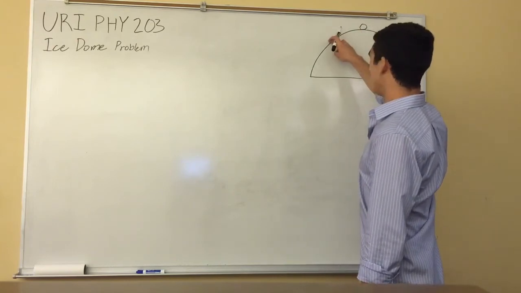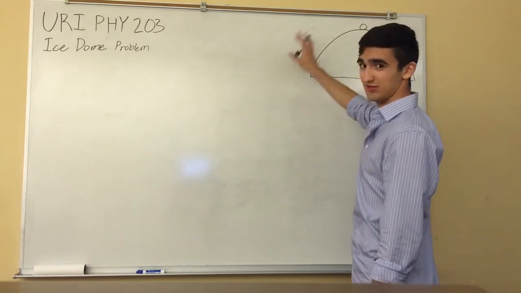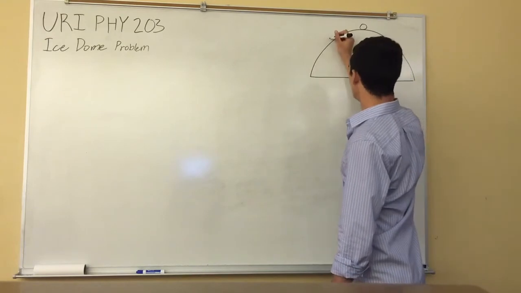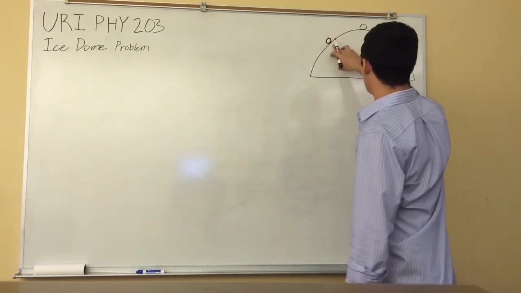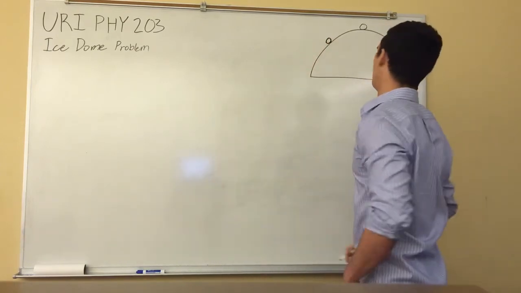And so as it does that, at a certain point, it's going to stop touching the dome, right? It's just going to fall off the side of the dome. And that's the point we're trying to find. So we're going to draw a guess of where that point is, and we're going to call this the final point of the problem.